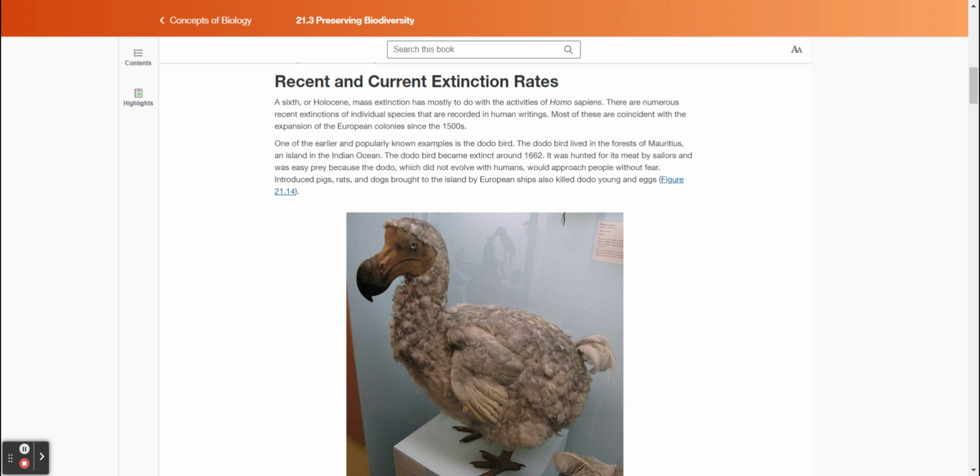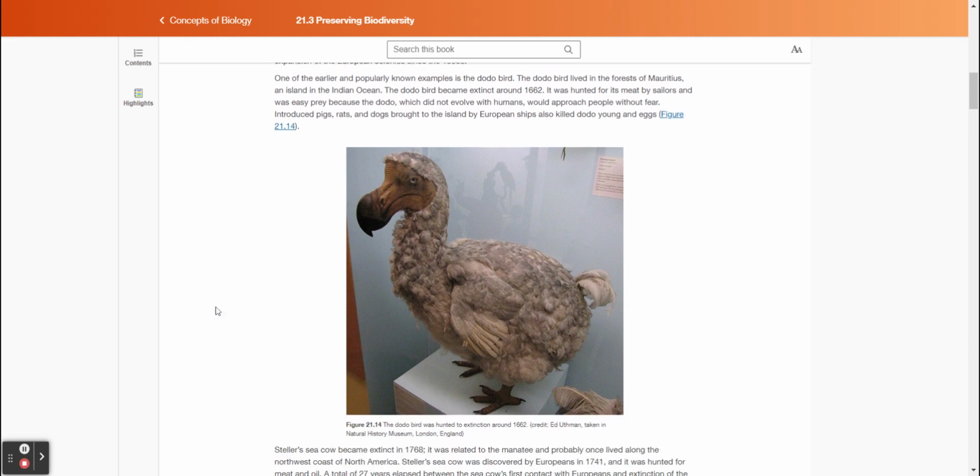The dodo bird lived in the forests of Mauritius, an island in the Indian Ocean. The dodo bird became extinct around 1662. It was hunted for its meat by sailors and was easy prey because the dodo, which did not evolve with humans, would approach people without fear. Introduced pigs, rats, and dogs brought to the island by European ships also killed the dodo young and eggs. Figure 21.14. The dodo bird was hunted to extinction around 1662.